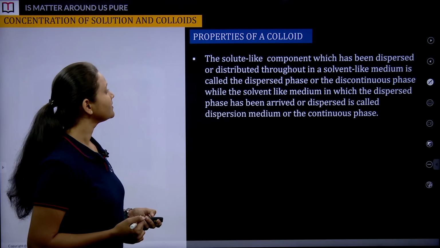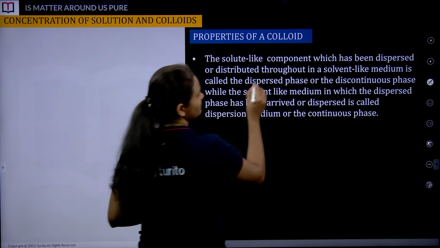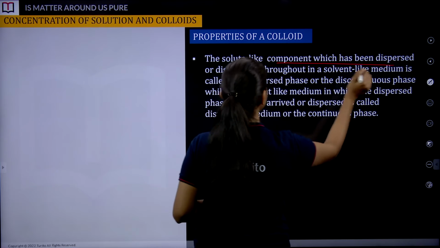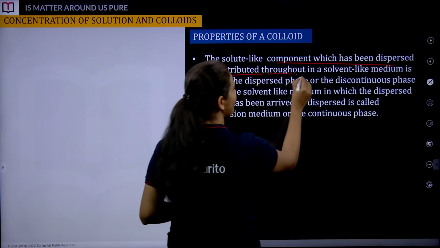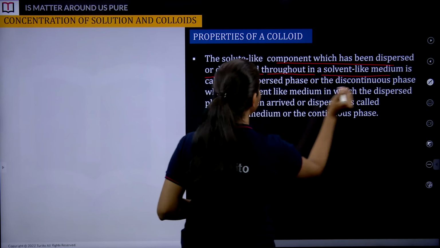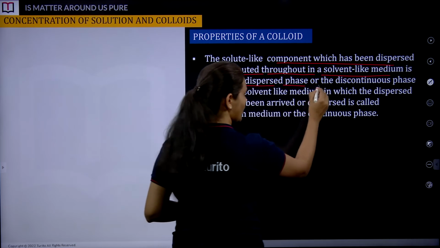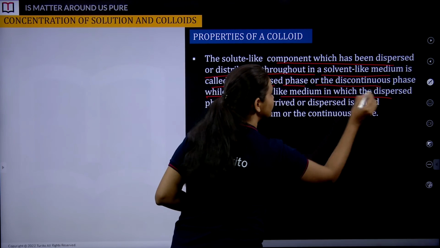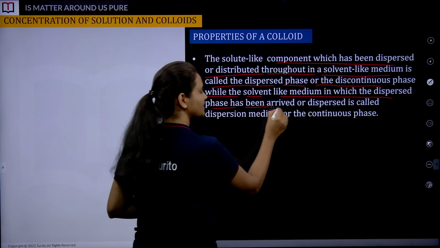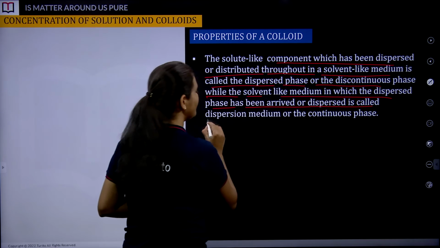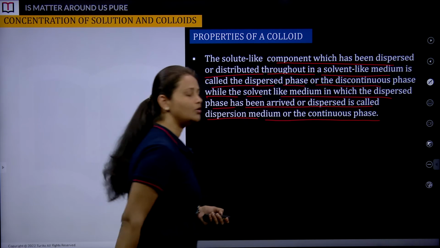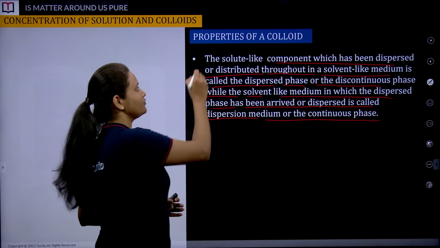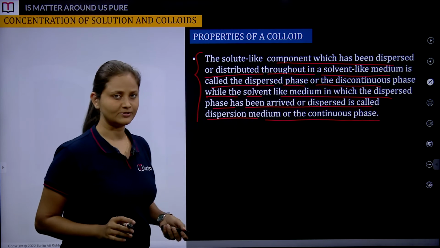The solute-like component which has been dispersed or distributed throughout a solvent-like medium is called the dispersed phase or the discontinuous phase, while the solvent-like medium in which the dispersed phase has been dispersed is called the dispersion medium or the continuous phase. Do not get worried, it looks very lengthy, so I'm just going to explain it to you.